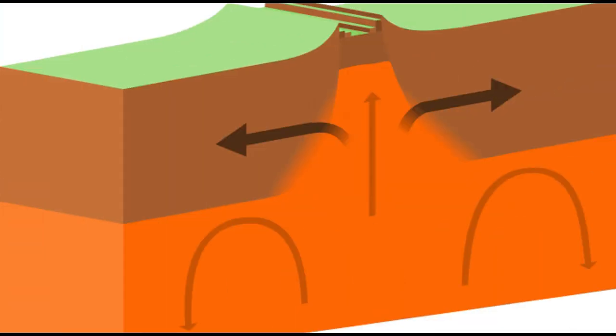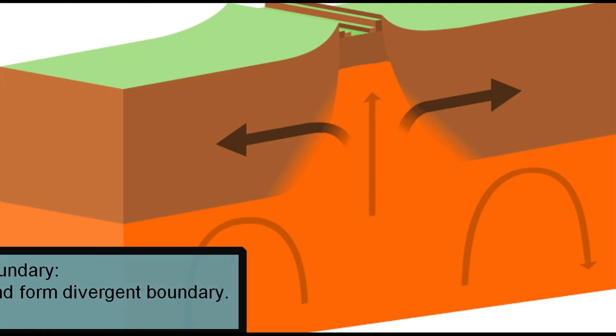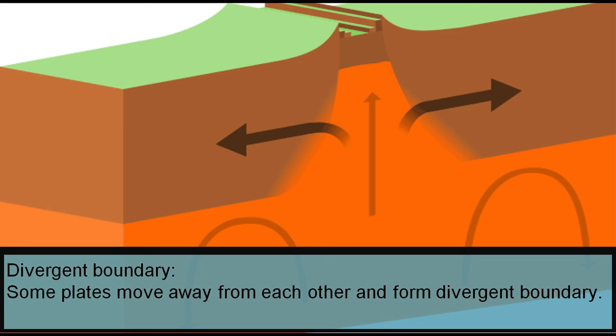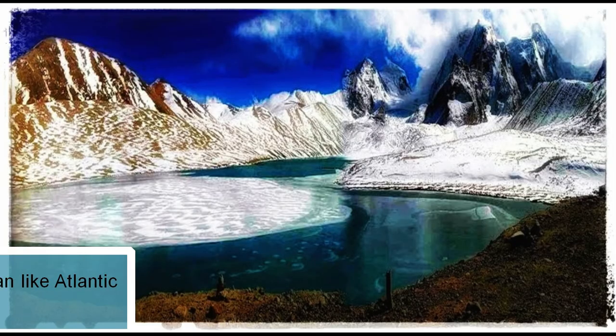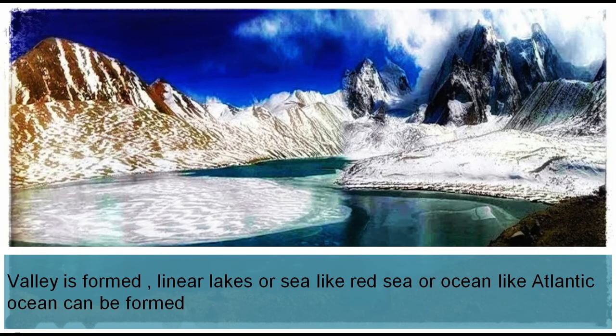Next one is divergent movement. So what is divergent movement? When two plates move away from each other, this is divergent movement. As divergence begins, valleys can be formed, linear lakes are formed, and sometimes a sea like the Red Sea is formed due to divergent movement. Sometimes oceans can also be formed, like the Atlantic Ocean, which was formed due to divergent movement.